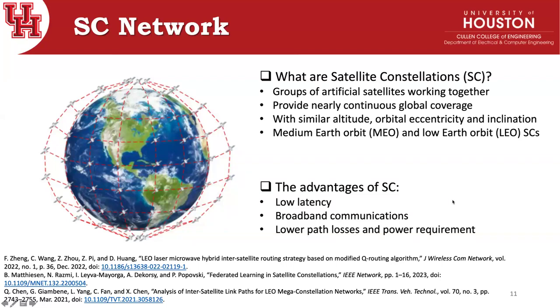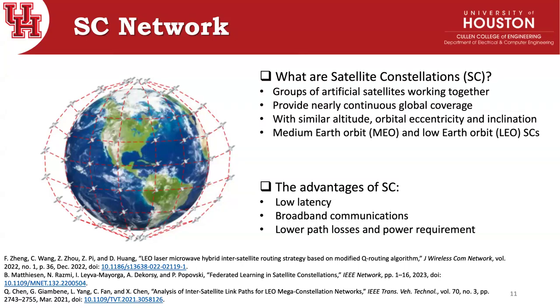So to achieve the aim of providing nearly continuous global coverage, both MEO and LEO satellite constellations and GEO satellites can achieve the same goal, but compared with GEO satellites, the satellite constellations, especially the LEO satellite constellations, have some advantages.